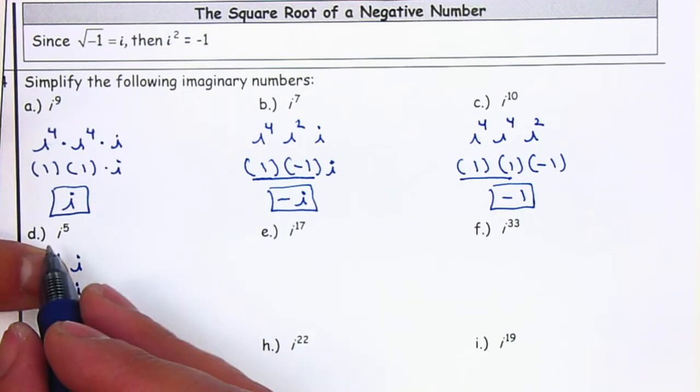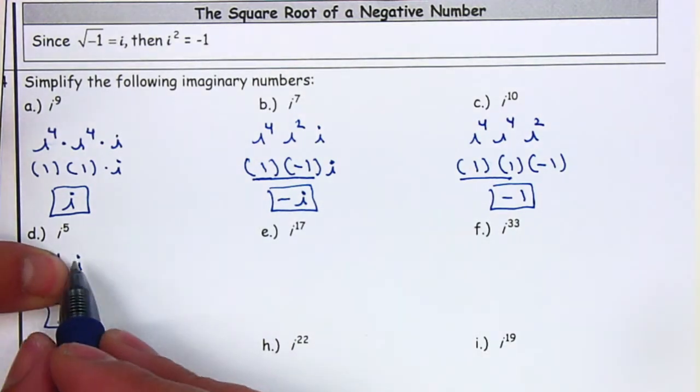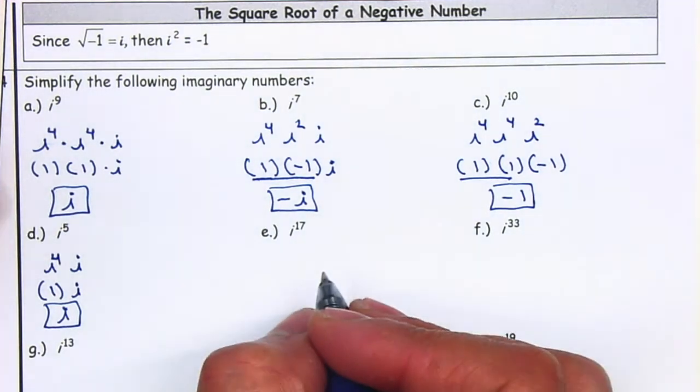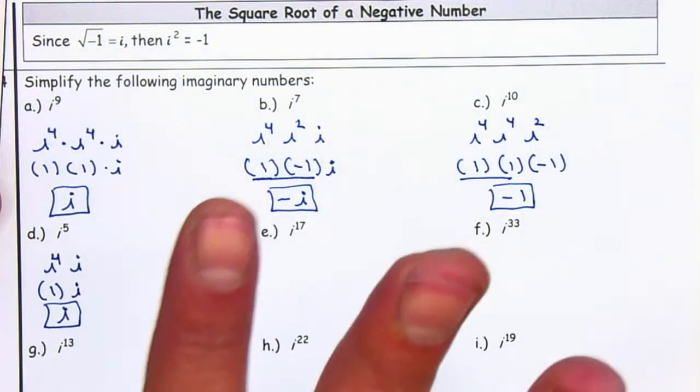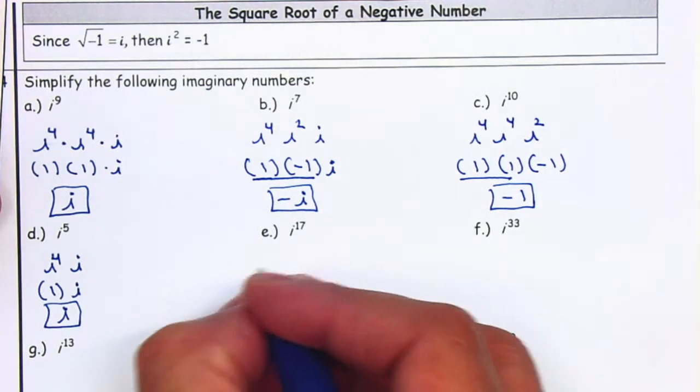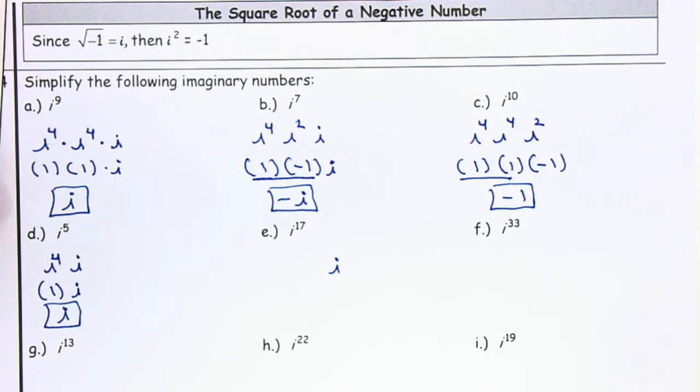How many i to the 4th do I have in here? 4. How many are left? Just 1. i to the 17. How many i to the 4ths are in there? 4 of them. What's left? 1, right? So that'll be my answer.